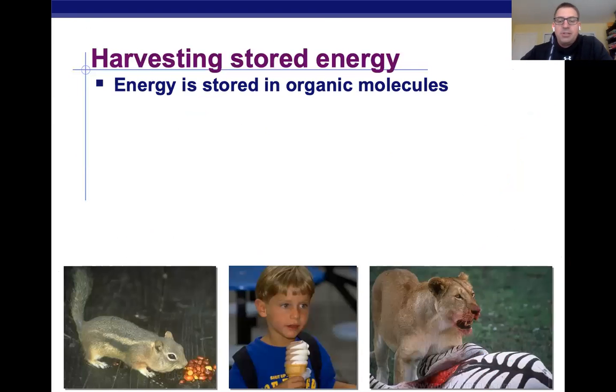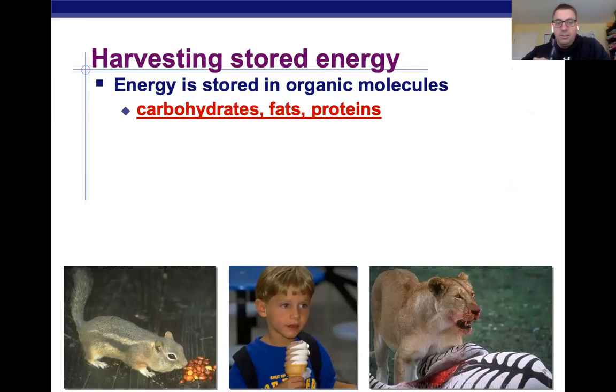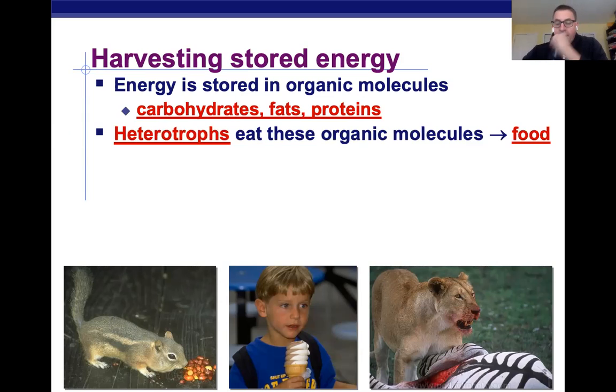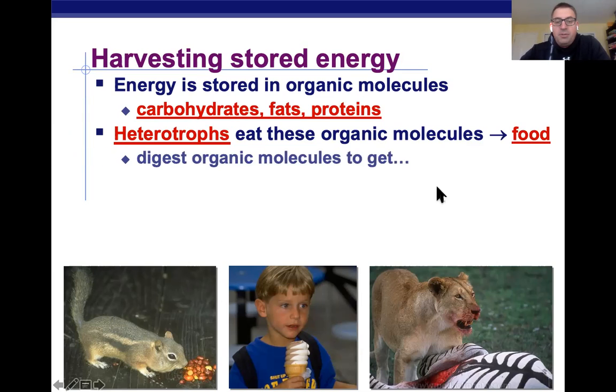What we're going to be doing in cell respiration is harvesting the energy that is stored in the organic molecules that we eat: the carbohydrates, the fats, the proteins, even the nucleic acids. Now, heterotrophs eat these organic molecules as our food source. So squirrels, humans, lions, even the dead zebra there would eat grass or whatever else is available.